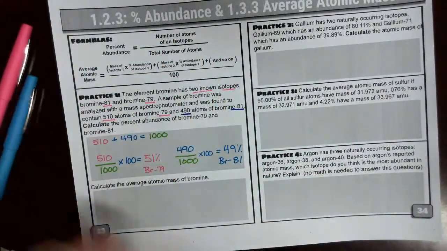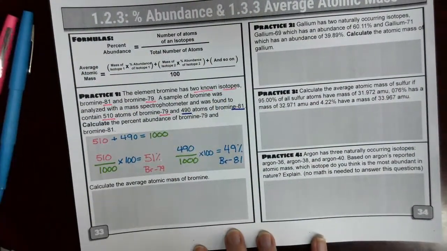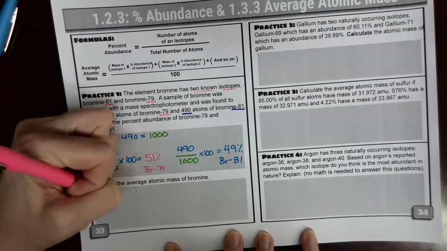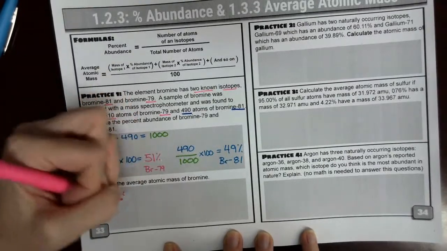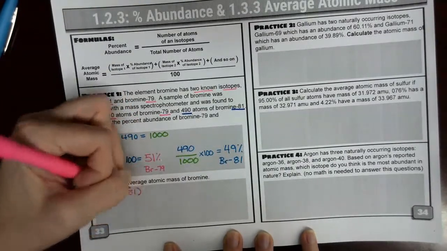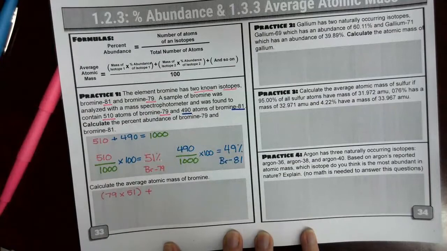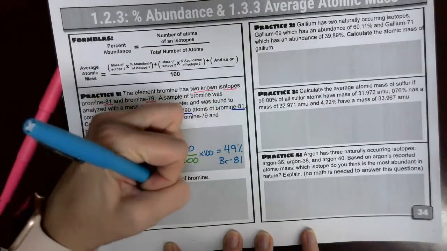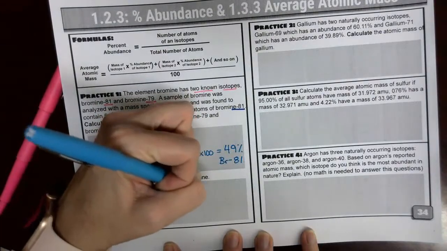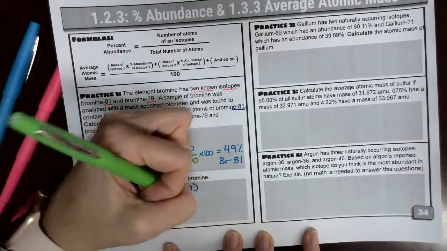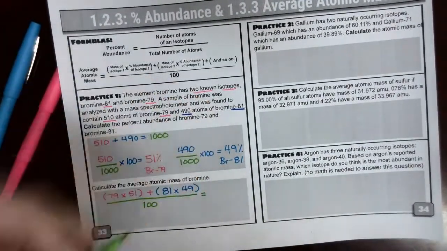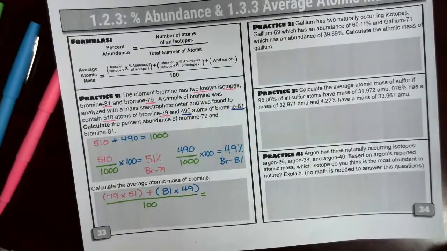Okay, so then down here it says calculate the average atomic mass. So what I'm going to do is take the mass of the first, which is 79, times its percent, which is 51. I'm going to add that to my second isotope, which has a mass of 81, times its percent, which is 49. And then I'm going to divide this whole thing by 100. And that's going to give me my average atomic mass.